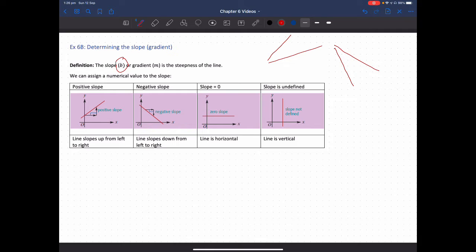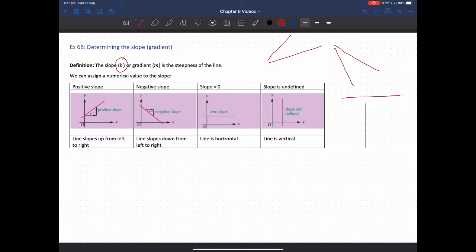If we had a straight line going across, then we have a slope or gradient of 0 for a horizontal line. For a vertical line, there is no slope or gradient defined for it.